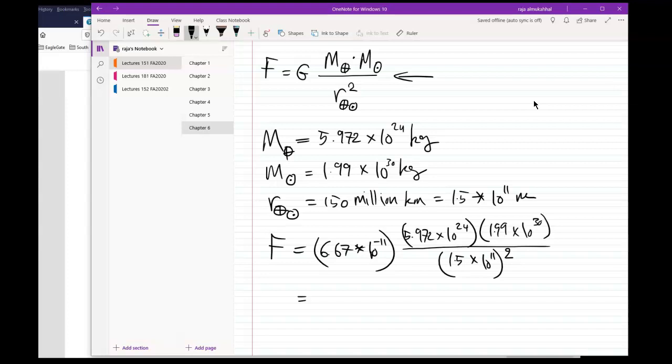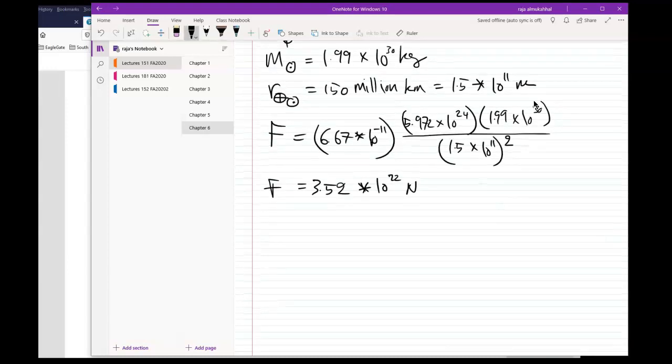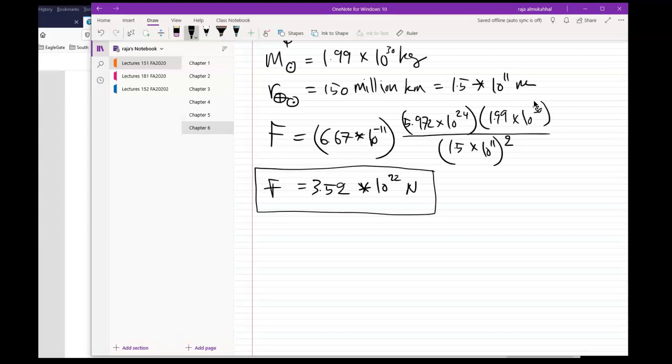The answer that I got is this: 3.52 times 10 to the 22nd newtons. Make sure you get this answer. Well, unless I'm wrong. I did it once, and that's the answer I got, and I thought to myself, it looks correct. Let's hope so. As you can see, the force here is very, very large, 10 to the 22nd. But again, like I said, gravitational pull becomes significant only at the astronomical level.